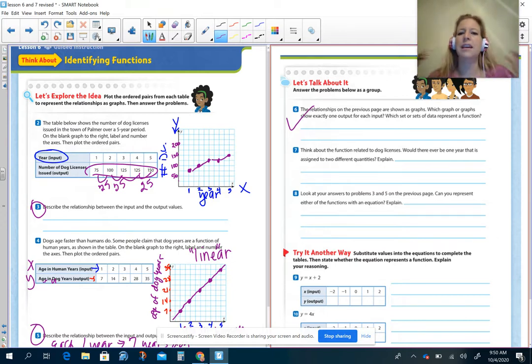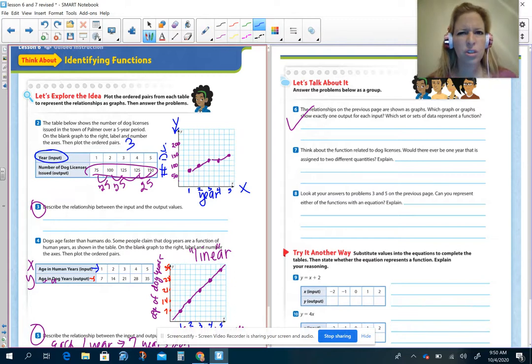Okay, so let's look at number 7. It says, think about the function related to the dog licenses. Would there ever be 1 year that is assigned to 2 different quantities? We've been talking about this, haven't we? Can I have 1 year where I have 2 quantities? So let's say year 3 and 4 have the same licenses. But what I'm asking is if I had 2 of this, so year 3 and year 3, I have 125 and I also have 150. Why wouldn't that work? So write down in your notebook, could there ever be a year that is assigned to 2 different quantities? Pause my video.